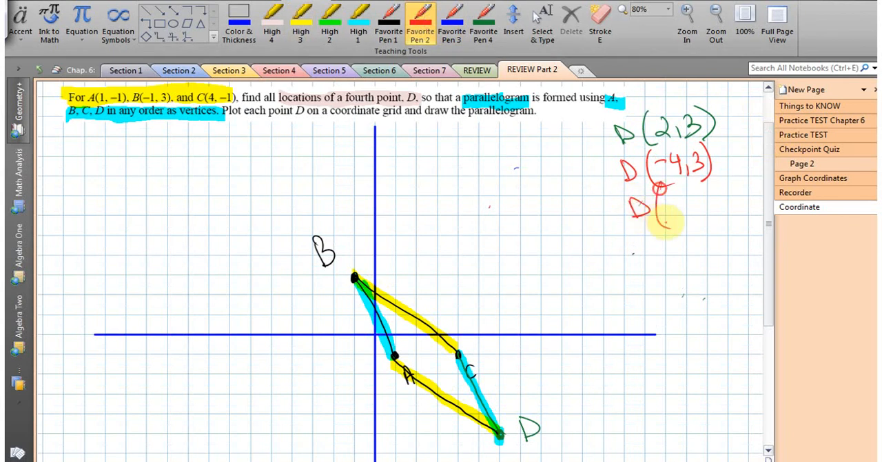And what is that? D would be what? Over 1, 2, 3, 4, 5, 6. Over 6 and down how many? 1, 2, 3, 4, 5. Down 5, that would be a minus 5.